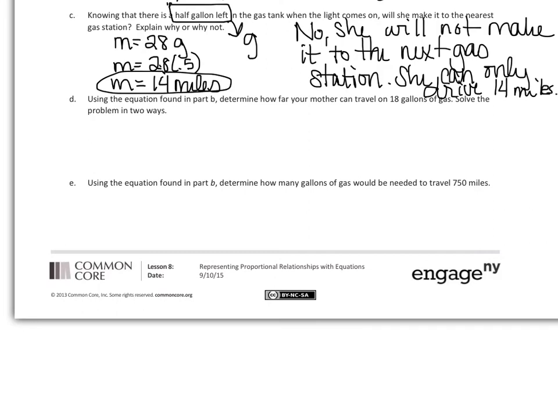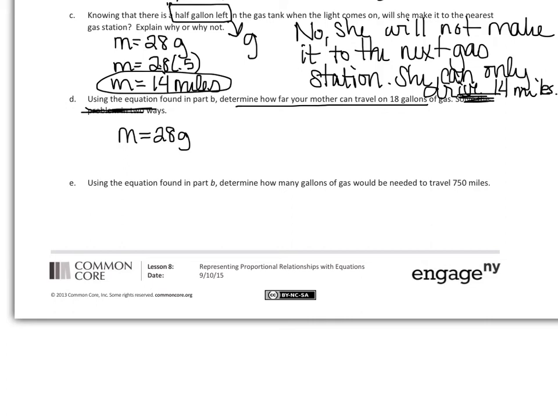Part D is asking us to use the equation to determine how far your mother can travel on 18 gallons of gas. Alright, so here it says solve the problem in two ways. I want you to go ahead and cancel that. Just scratch that. We're going to solve it one way. We're going to use our equation M equals 28G. Miles left to drive equals 28 times the number of gallons left in my car.